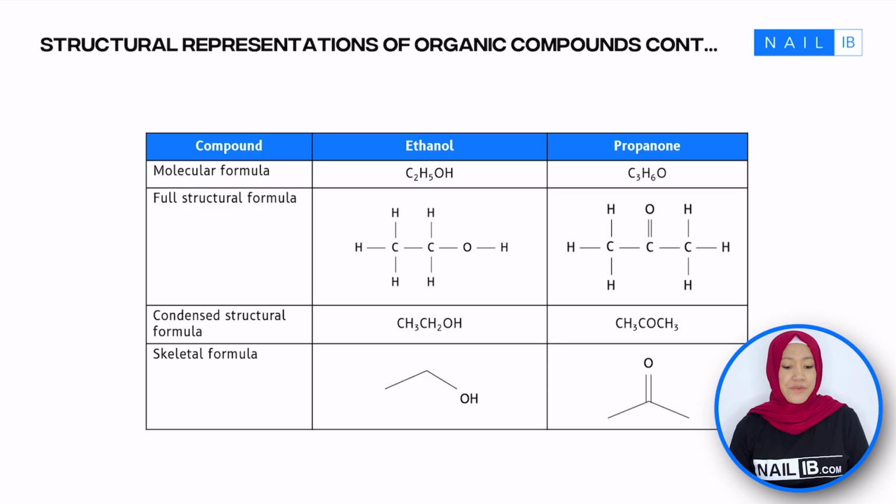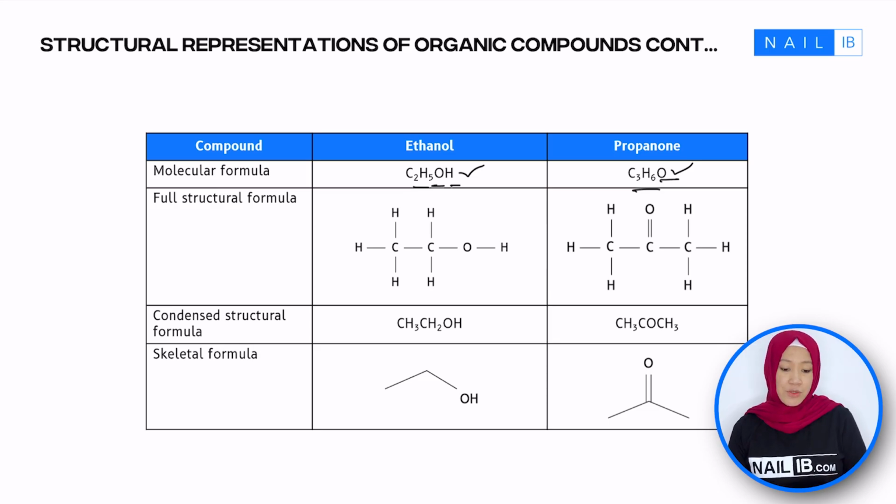Another example for these formulas: ethanol and propanone. We cannot determine an empirical formula simpler than this. So this is the molecular formula, and there is no way we can simplify it because O and H, we cannot divide by 2 or by 5. The same thing with this one. Oxygen is only 1. So this is the empirical and molecular formula for ethanol and propanone.